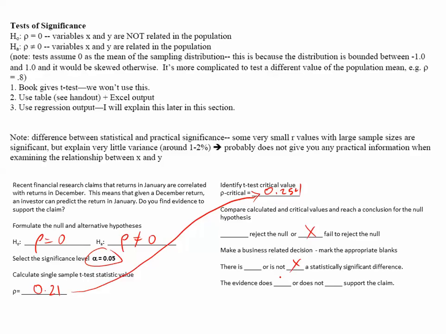Now, the claim is that you can predict January's returns by December's returns. So if January was high, December will be high. If January is low, December would be low. Because there is not a statistically significant correlation, this evidence does not support the claim.